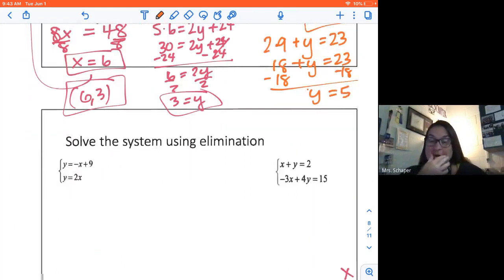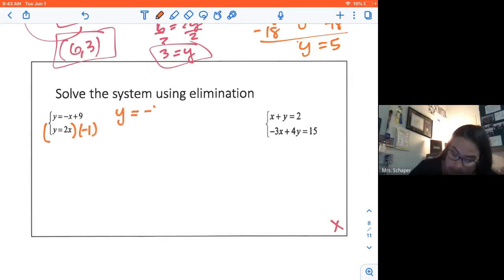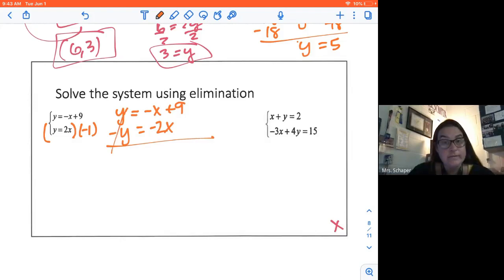All right, we got 2 more we're going to do, and then we're going to sign off and give you time to work. Here we go. So all my x's and y's are lined up. What I noticed, though, is nothing eliminates. So I'm going to multiply the bottom one by negative 1. So the top one is going to stay as y equals negative x plus 9. The bottom one stays as negative y equals negative 2x. My y's cancel out. Now I can combine them.